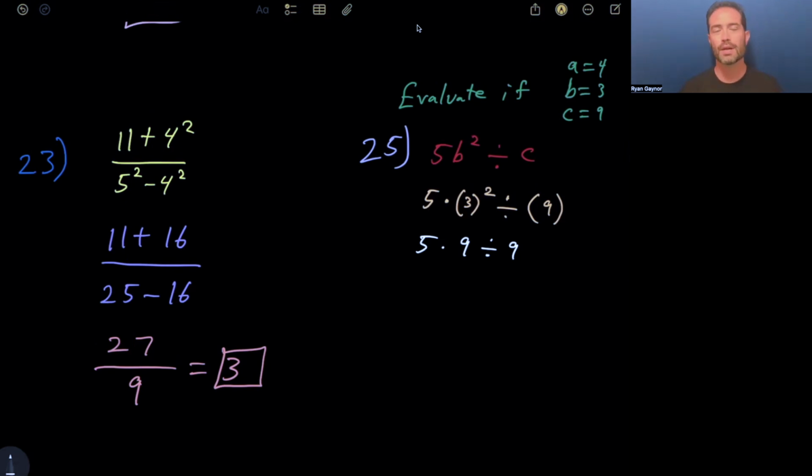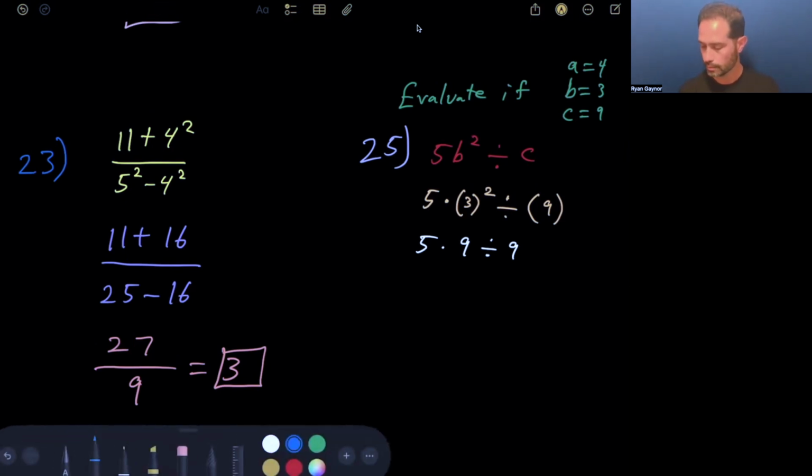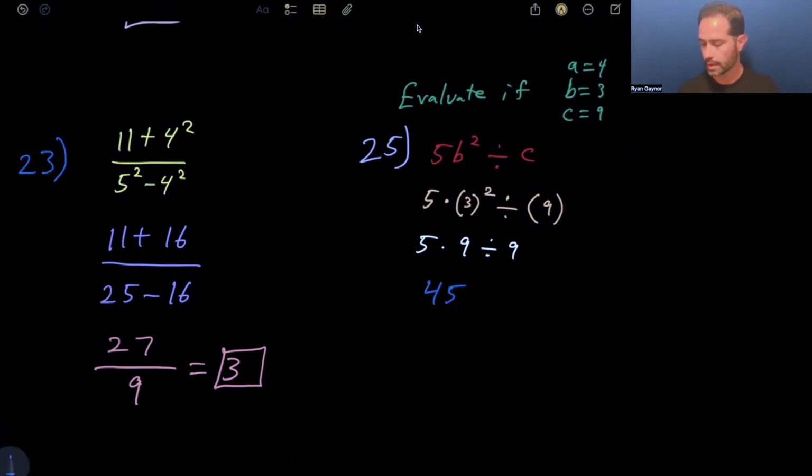Okay, but I'm going to show you both ways, and both ways you're going to get the answer. So here we go. We have 5 times 9 divided by 9. Let's just do the 5 times 9 first. So that is 45. And then it says divided by 9. Well, what is 45 divided by 9? Well, that is 5. Oh, look, we ended up right back at 5.